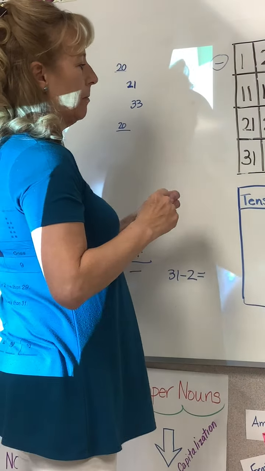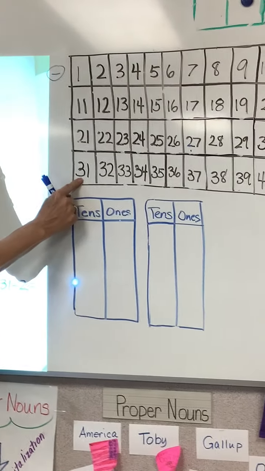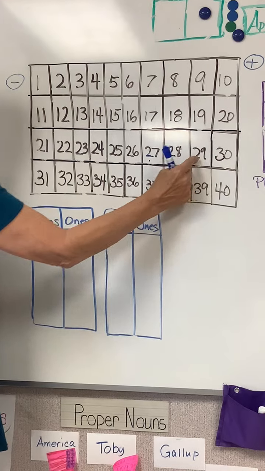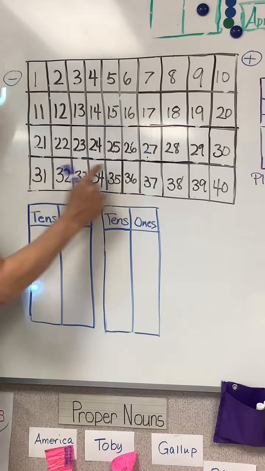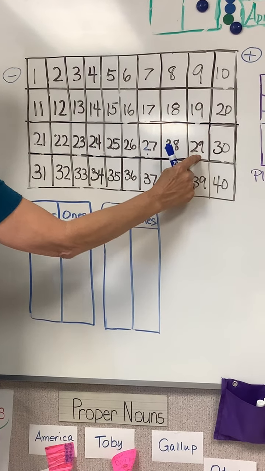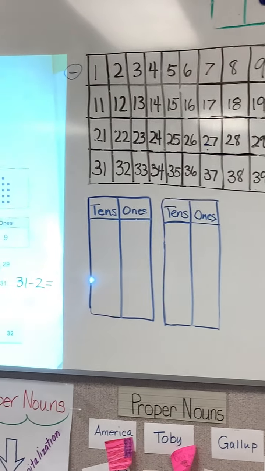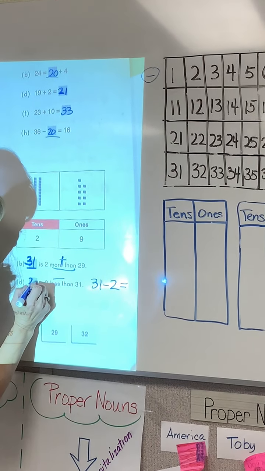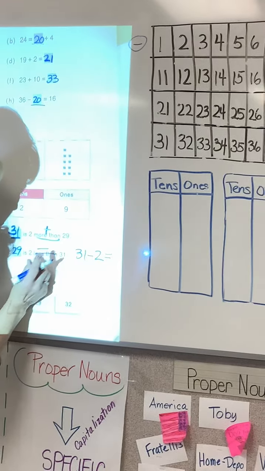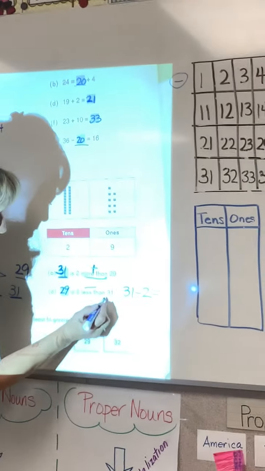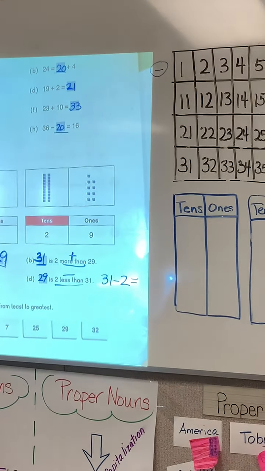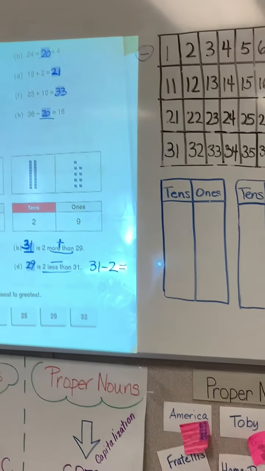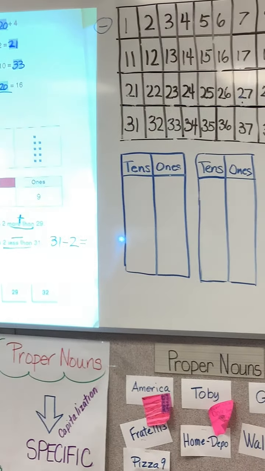Let's try it on our number line. 31, take away 2, 1, 2. Right? 1, 2 is 29. 29 is less than, okay? Less than. 29 is less than 31, okay? Good.